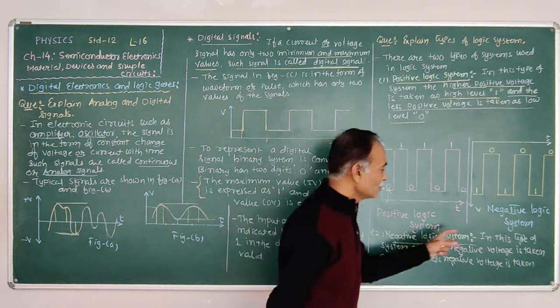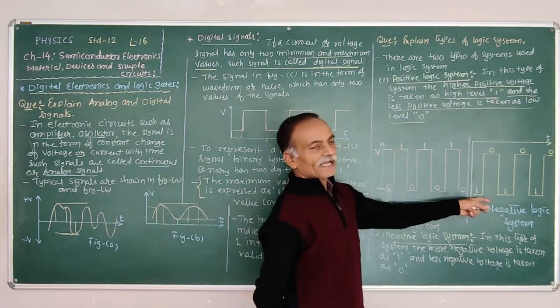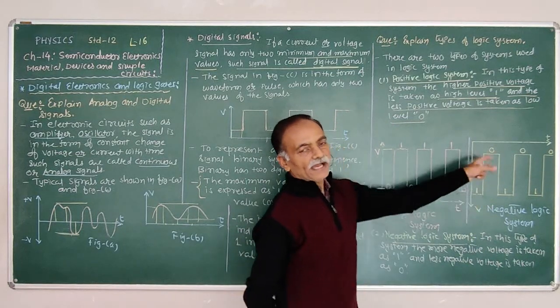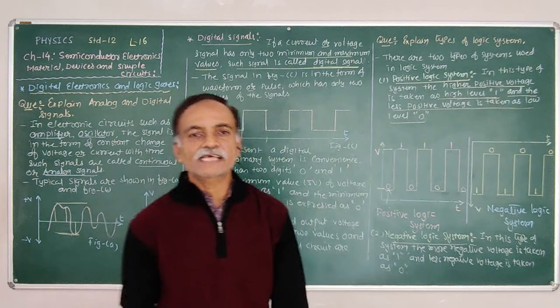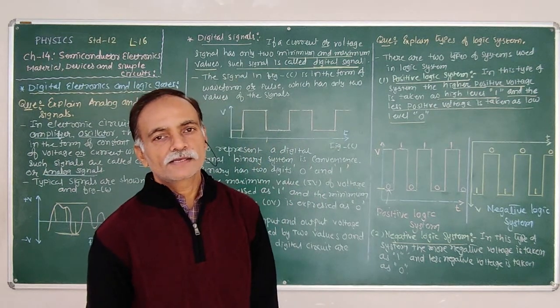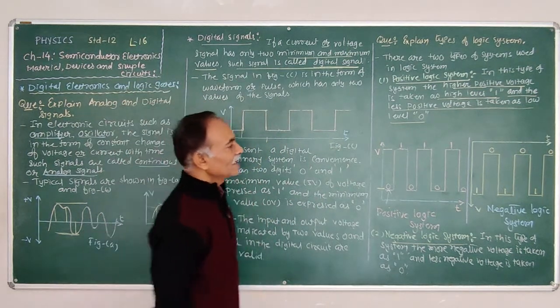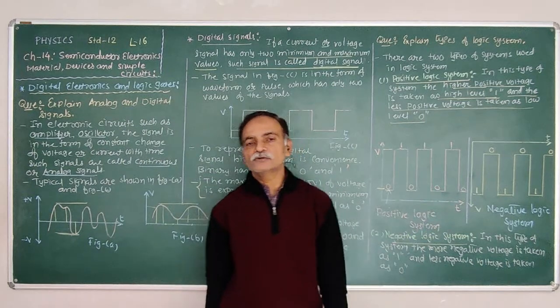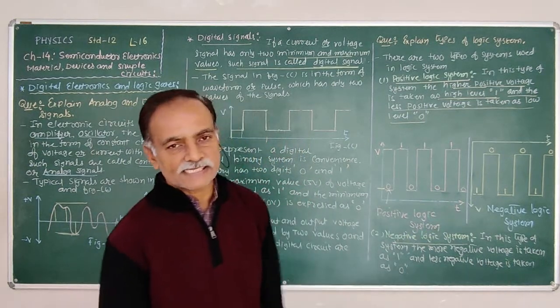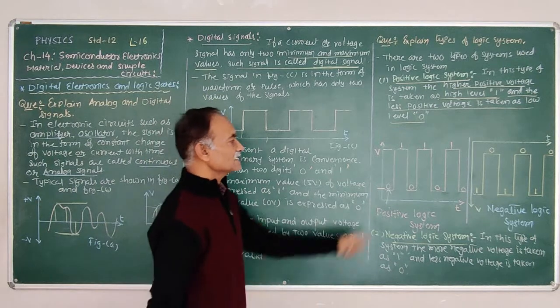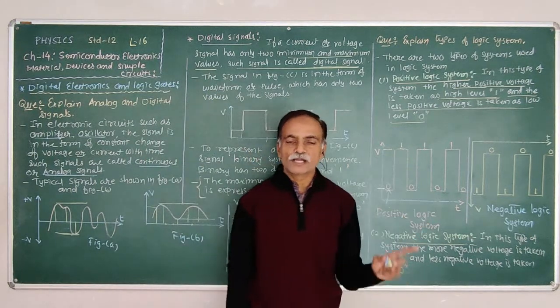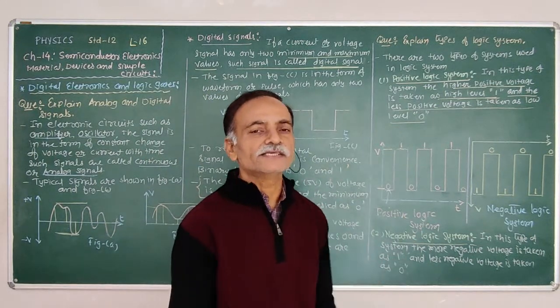Again, in the negative logic system, the more negative voltage is taken as 1 and less negative voltage is taken as 0. So that is the negative logic system. Generally, we are using the positive logic system, where we use the 1 to represent the high voltage and the 0 to represent the low voltage.